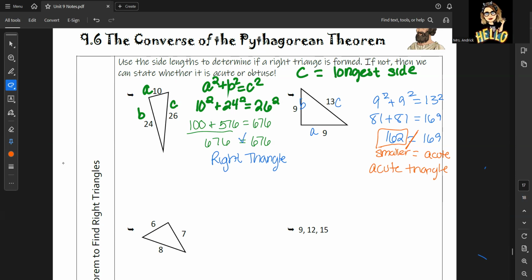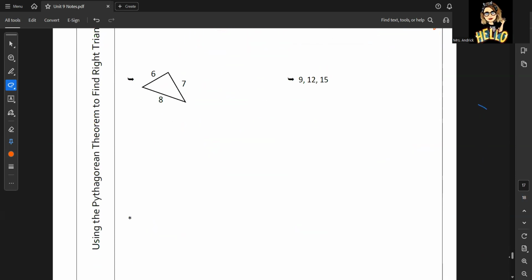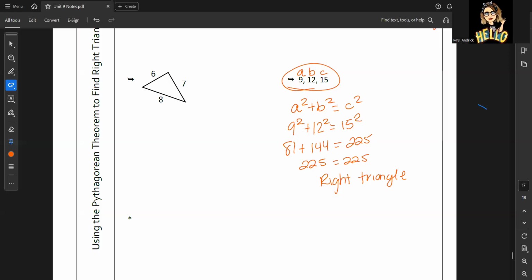Okay. Can you try, let's do this one. Try that one. So pause the video, try that one. Remember, C is always the biggest number. All right. Did you get, you plugged in 9 and 12 for A and B, 15 for C. Then you added it up and they were the same. So it is a right triangle.